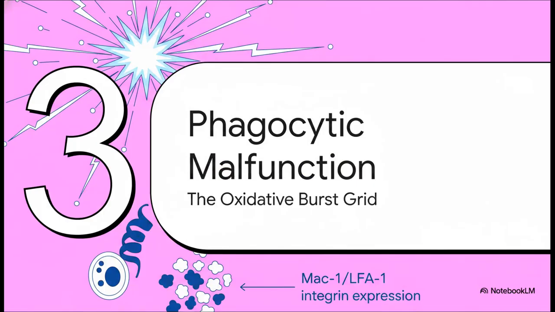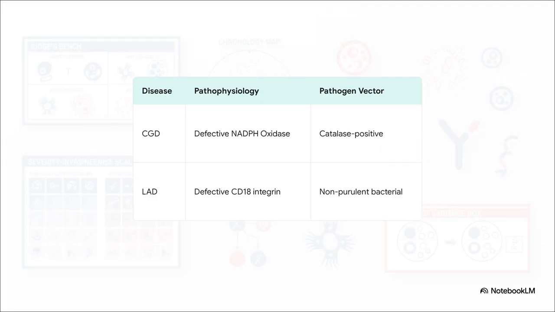Okay, into our final core module. Module 3, phagocytic malfunction. We refer to this as the oxidative burst grid, contrasting superoxide anion generation directly with MAC1/LFA1 integrin expression. Back to the judge's bench, we're drawing a really stark head-to-head comparison here between chronic granulomatous disease, CGD, and leukocyte adhesion deficiency, LAD.